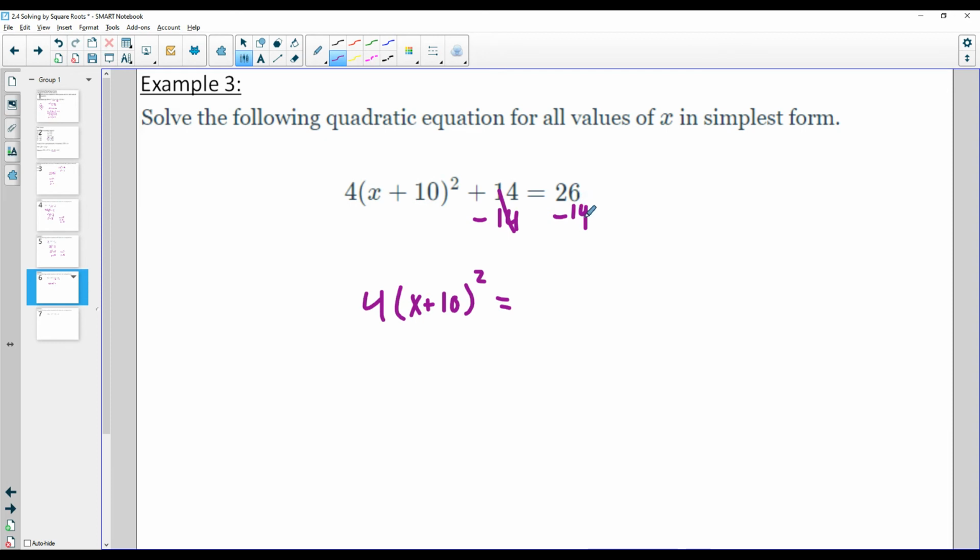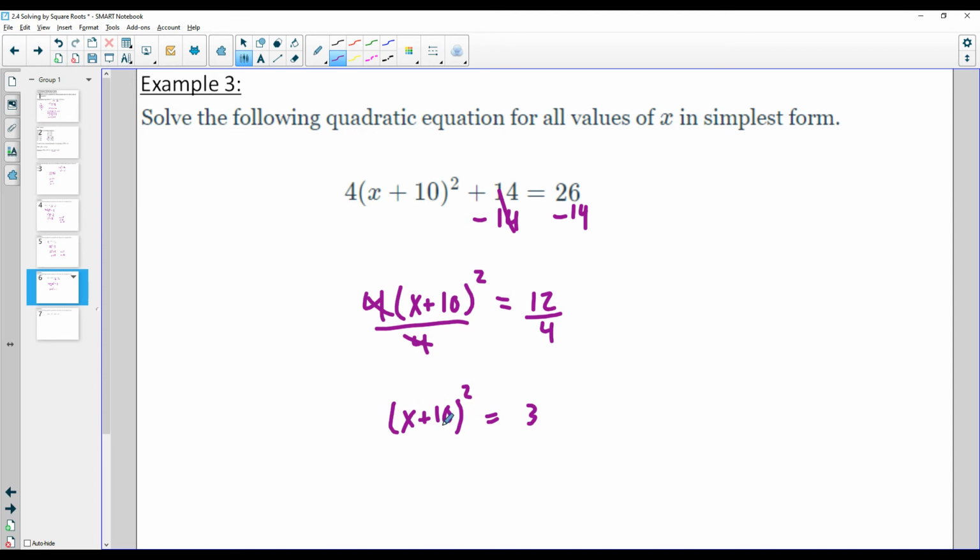26 minus 10 is going to be 16, and then 16 minus 4 is going to be 12. Then we're going to divide by 4. So then I just have x plus 10, that whole thing squared. 12 divided by 4 is 3.